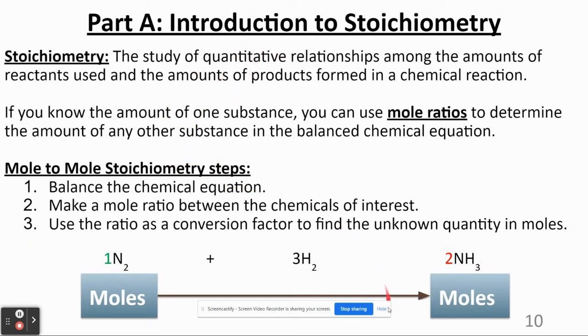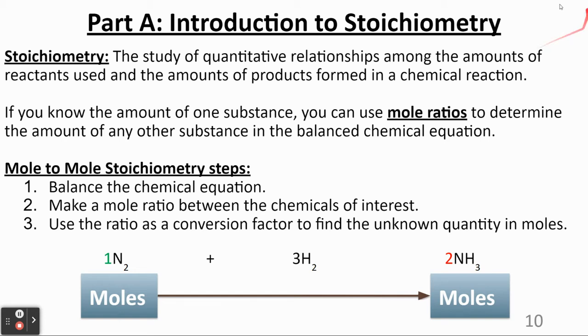So what is stoichiometry? The study of quantitative relationships among the amounts of reactants used and the amounts of products formed in a chemical reaction. What that basically means is you're studying the ratios between the reactants and products in your reaction. And you can use those ratios to figure out how much reactant should react with how much of another reactant, or how much product will be made based on the amount of reactant you have there.